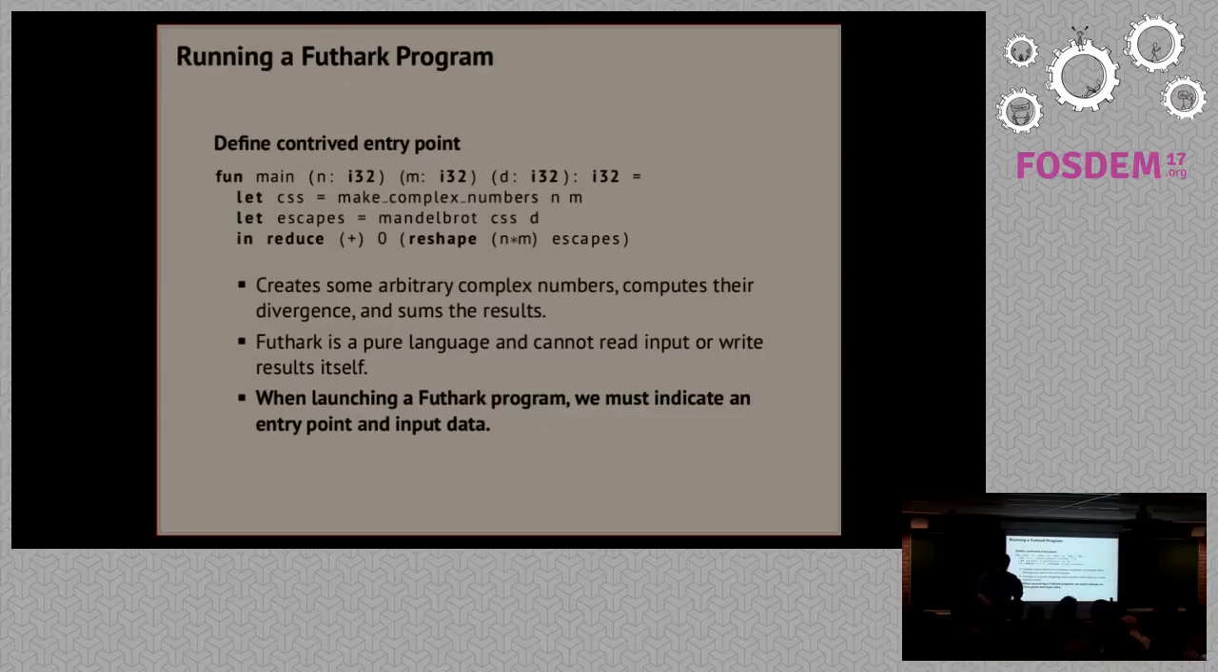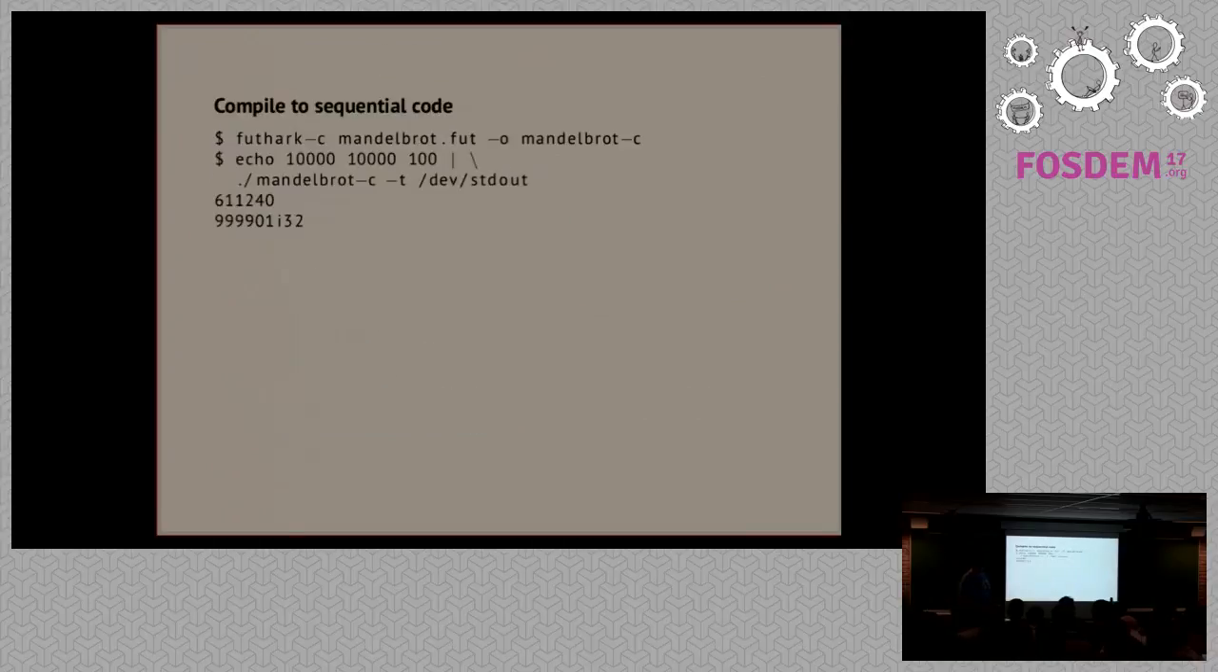It doesn't compute anything meaningful. Once we run this program, we have to tell Futhark, okay, run this function with these arguments, and then give me the result. And we do that by just compiling it using the compiler. Then you pass this input in standard input, and you get back output on standard output, which is a weird thing, but Unix people like this.